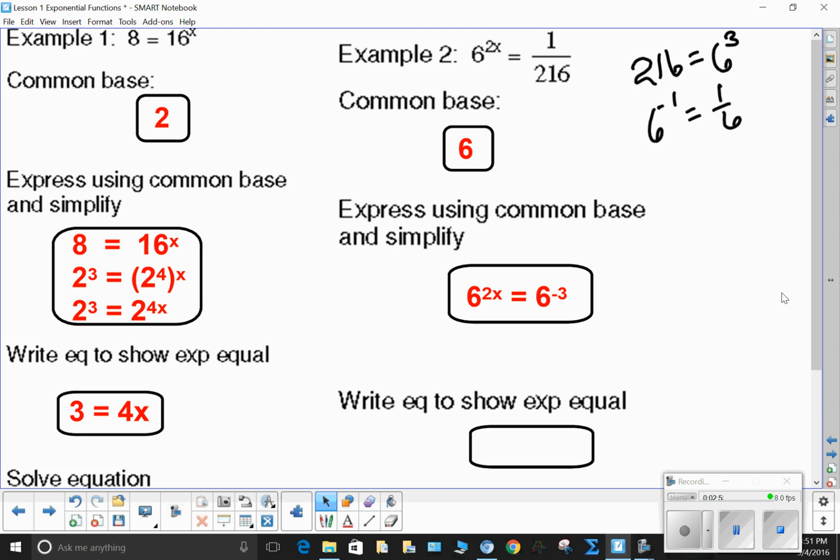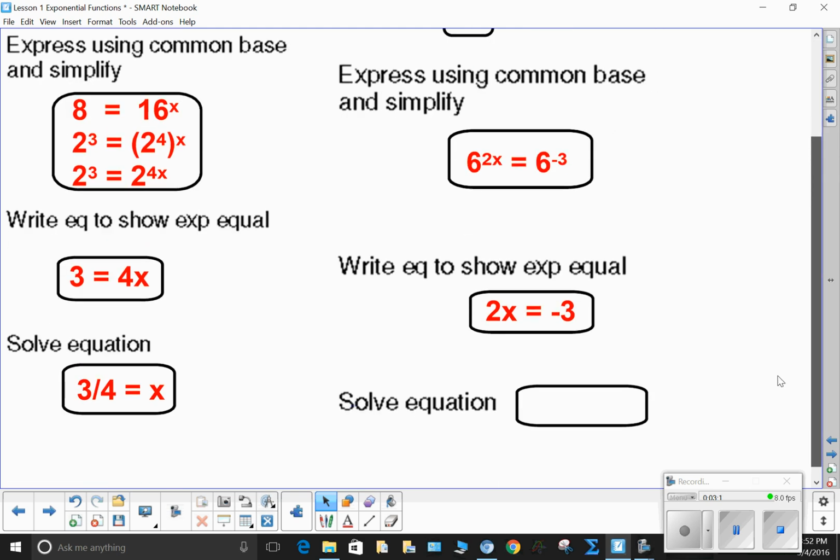The negative puts it as 1/6 cubed. 6 to the negative 3 is equal to 6 to the 2x. Again, since the bases are now equal, I can set the exponents equal to one another, and I can solve. X equals negative 3/2.